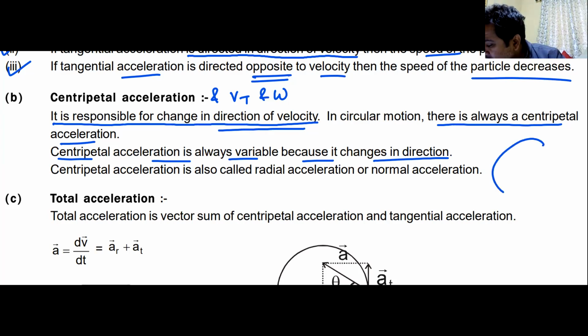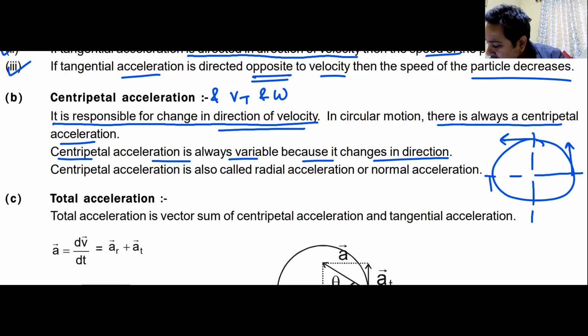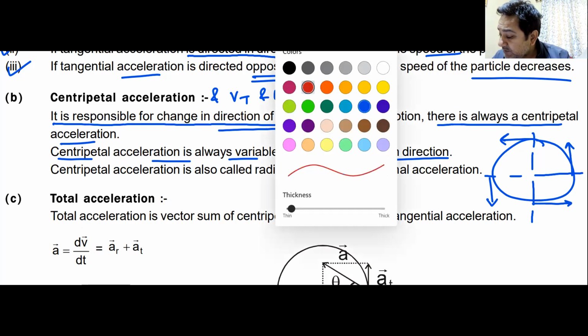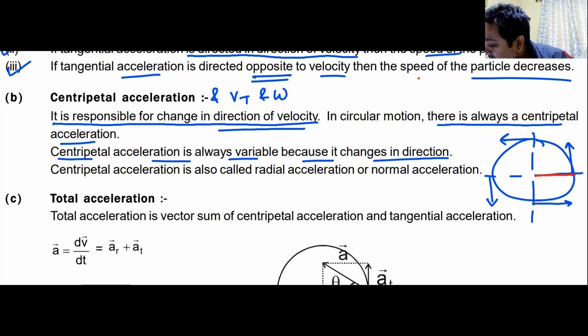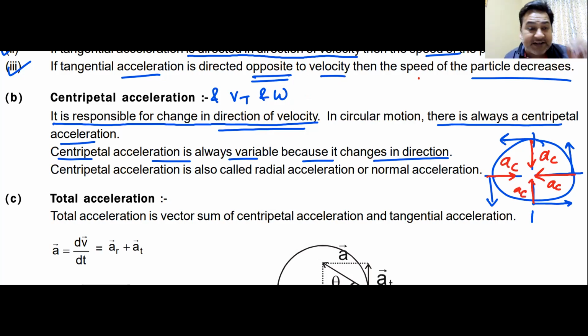If I draw a circle over here, and the particle is moving like this, here it is like this, here it is like this, and here it is like this. Now the centripetal acceleration, which I am going to draw in red, will be towards the center. So at each of these points the centripetal acceleration is like this. It is always towards the center. So even if the magnitude is constant, the direction is always changing.